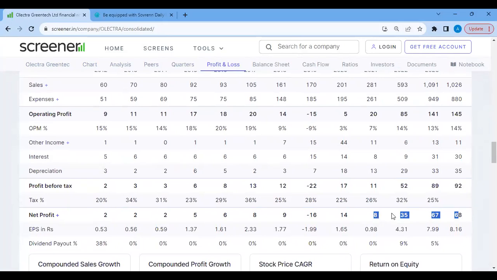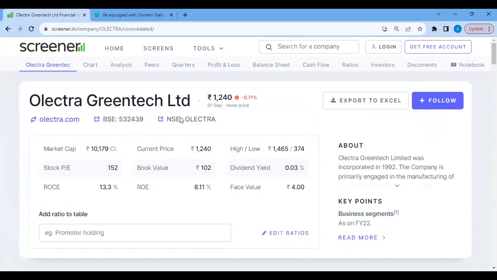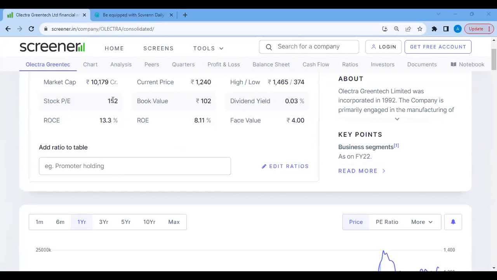It is a fast growth company, but it is available at a 150 PE ratio. Is this company fairly valued, overvalued, undervalued? The valuations are also very high for this company. It is slightly overvalued.